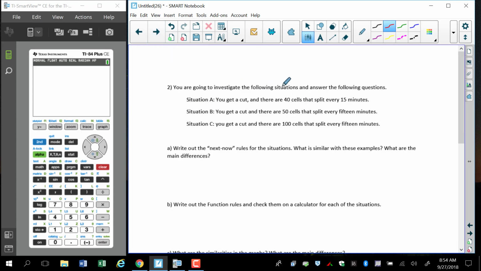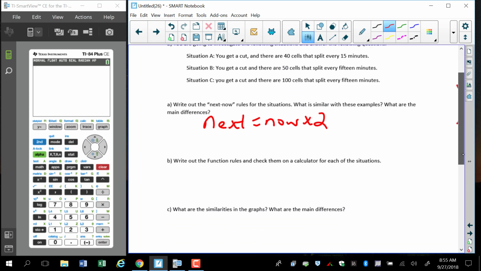So if we have these situations that we want to look at here on the second page, if they're 40, 50, or 100 cells, this doesn't matter as long as they're splitting. The next now rules, all of them will look like this. All right, so in these examples, everything's splitting, so that's why it's next equals now times 2. That's similar. What's the main difference? Well, it's how many cells are going in to start with, and that's where the function rules will change.